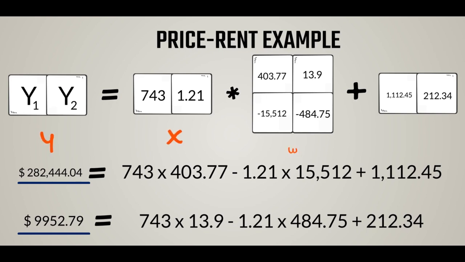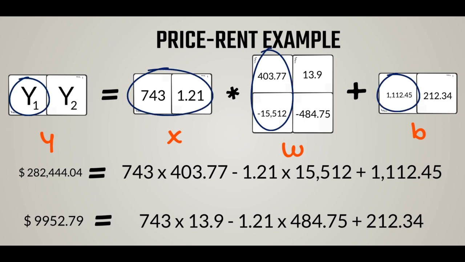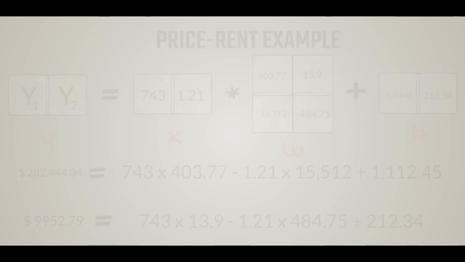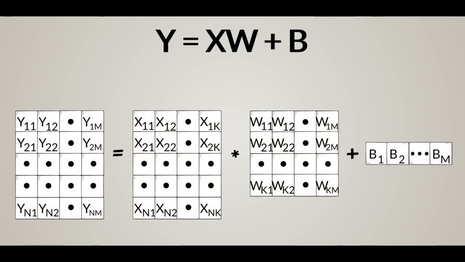That's how we use the same model, x times w plus b, to represent two linear relationships. Notice how the previous example is actually part of this one. Here are the respective output, inputs, weights, and bias. Finally, I would like to point out that this was only one observation. We could extend this example to many inputs, outputs, and observations. The output matrix will be n by m, where n is the number of observations and m is the number of output variables. The input matrix will be n by k, where k is the number of input variables.